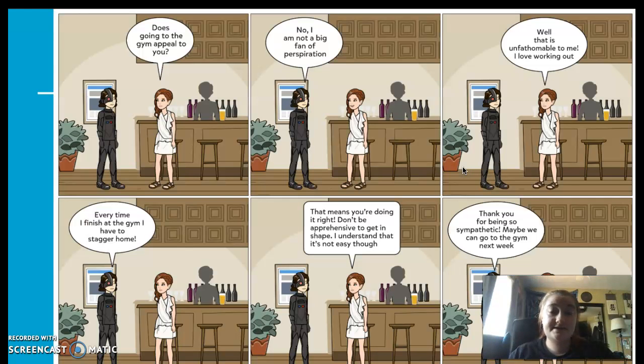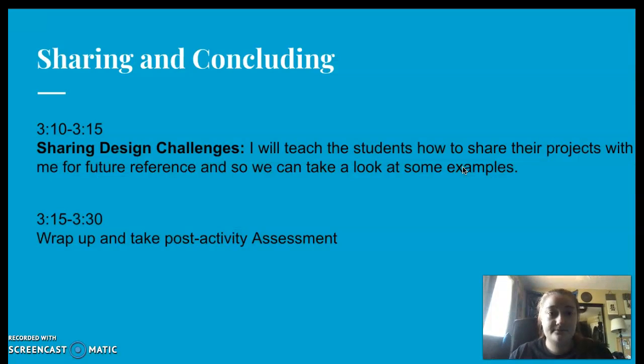So using these words, I created my sample comic. And to be honest, I didn't change much during the comic. I changed some of their facial expressions, but the main focus was to get all the words in. So she's saying, does the gym appeal to you? Appeal is the word. No, I'm not a big fan of perspiration. Perspiration's the word, and so on. I just created a little story where they're talking about going to the gym using 6 of the vocabulary words.